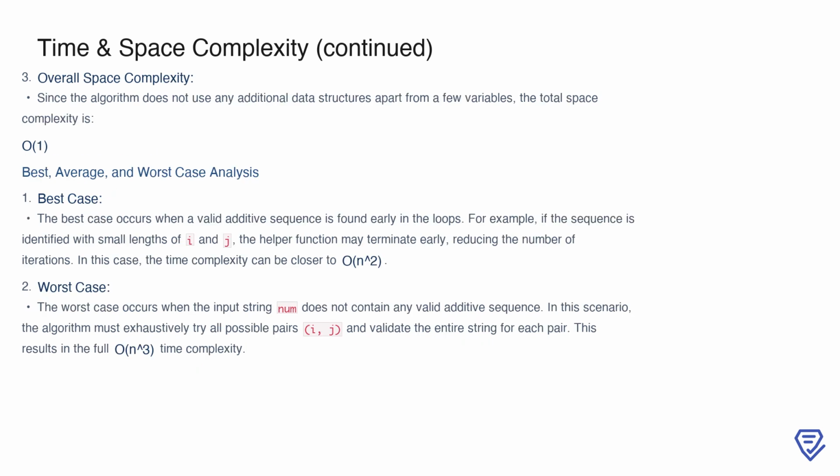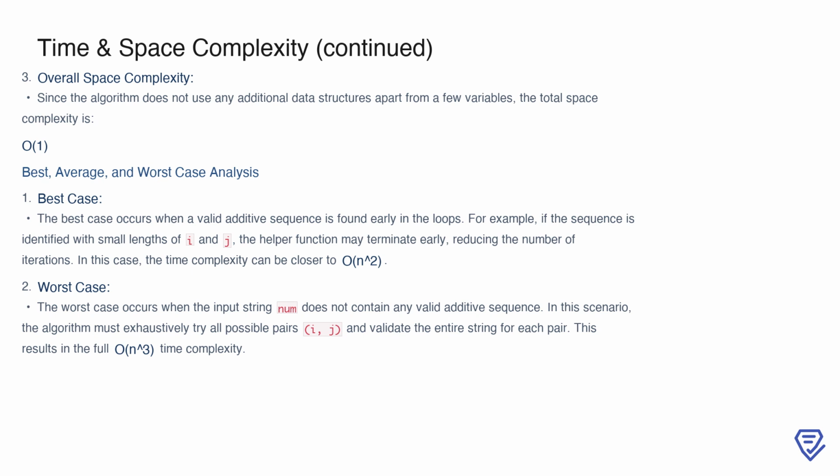Considering the overall space complexity, the algorithm does not rely on any extra data structures aside from a few variables. Hence, the total space complexity is O(1). Let's now examine the best, average, and worst case scenarios. The best case occurs when a valid additive sequence is found early in the loops. For example, if the sequence is identified quickly with smaller i and j values, the helper function can terminate early, reducing the number of iterations. In such scenarios, the time complexity can approach O(n squared).